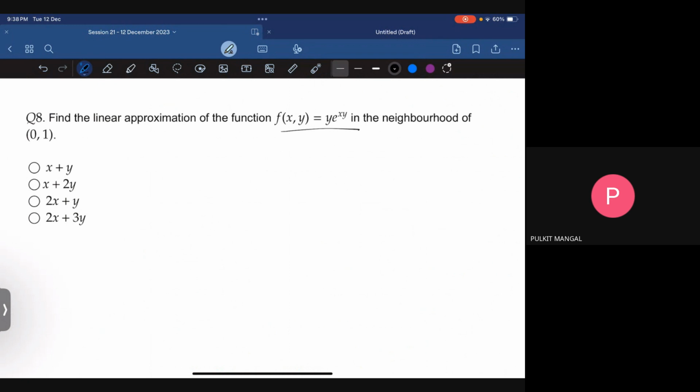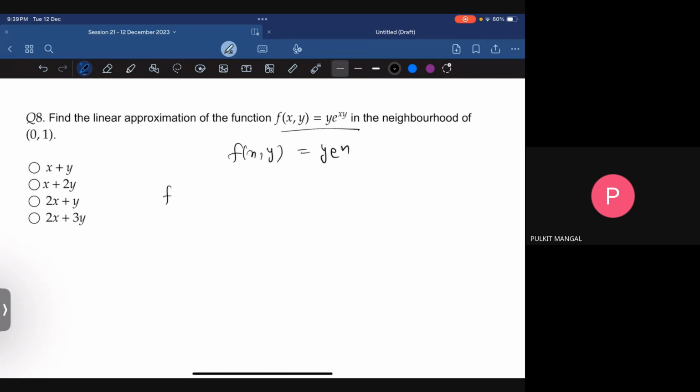What is the mean of f of x, or the neighborhood of 0 comma 1? Basically the same thing, the open ball around that. Basically, you need to find the linear approximation of the function at that point only. Neighborhood means the same thing, open ball around that point. So it would be the same. At that point only, you need to find the linear approximation.